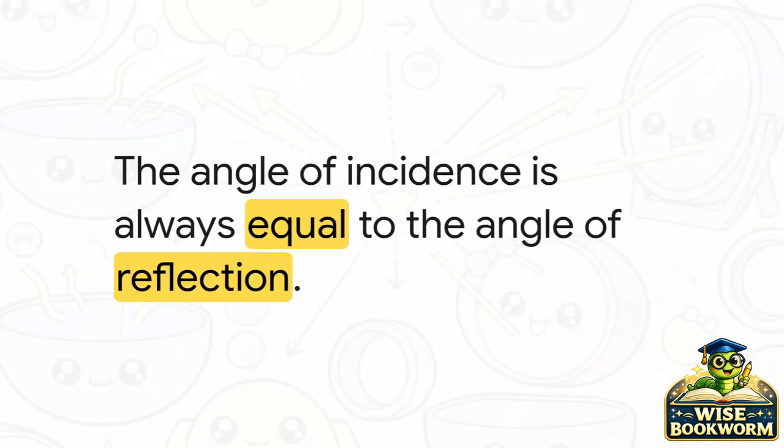And that brings us to law number 1: the angle of incidence, which is the angle between the incoming ray and that 90-degree normal line, is always exactly equal to the angle of reflection, period. Whether light hits a perfectly flat bathroom mirror or the crazy curved surface of a funhouse mirror, it bounces off at the exact same angle it came in. It's just a fundamental rule of the universe.